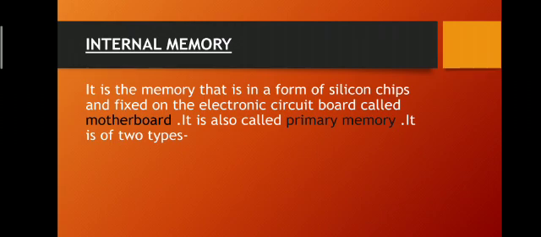And it is fixed where? It is fixed on the electronic circuit board that is known as the motherboard. This internal memory is further divided into two types. The first one is RAM and the second one is ROM. Now we need to understand the difference between RAM and ROM.